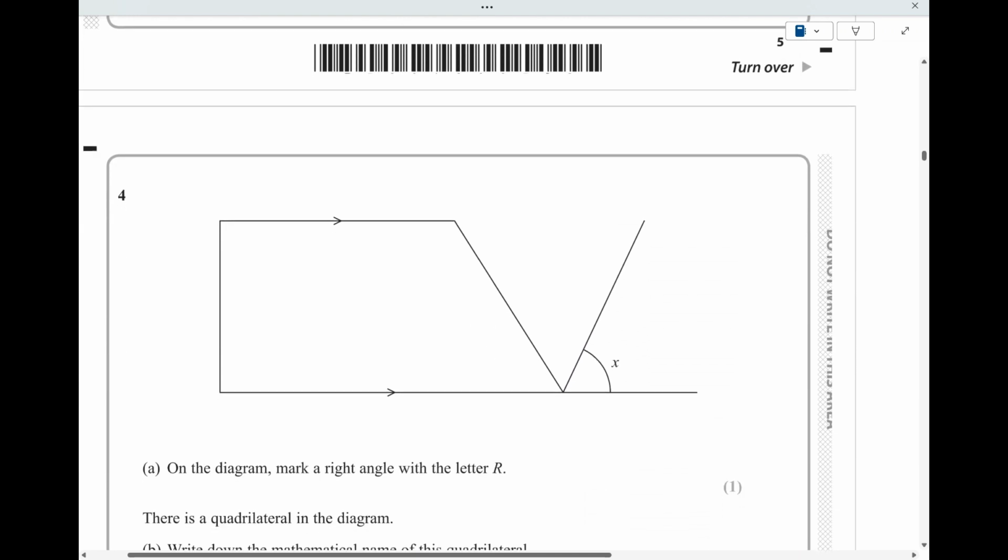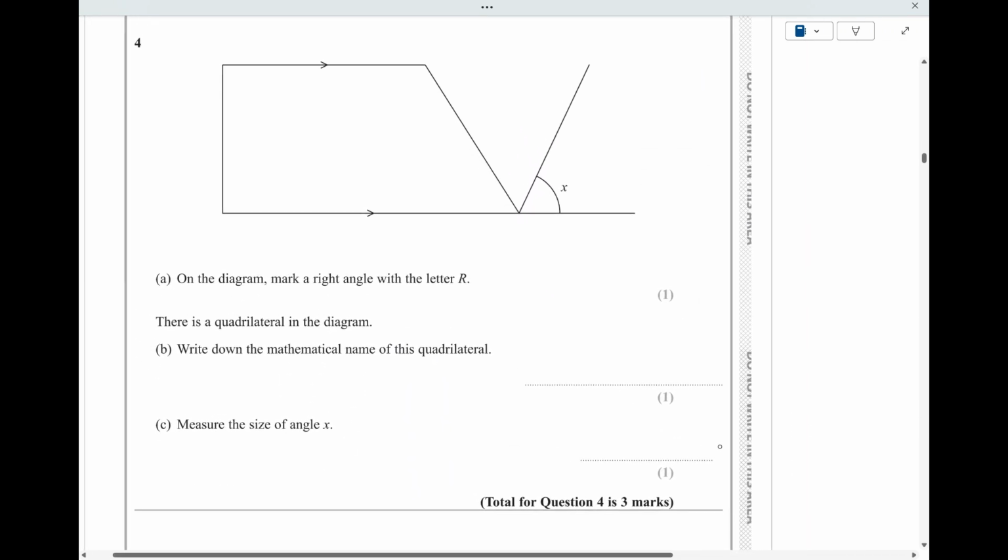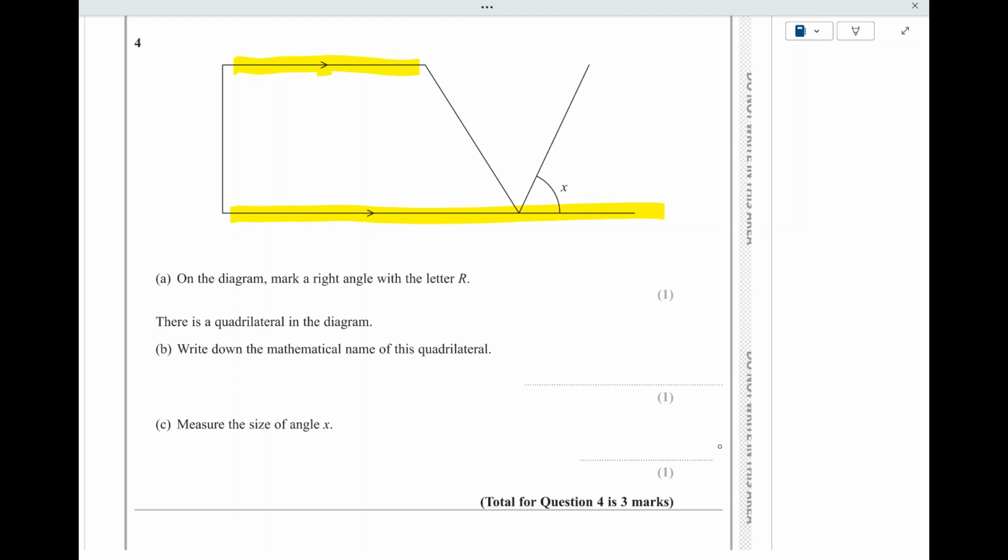Question 4 coming up. Ooh, look at this. What have I got here? Let's look at the diagram. I've got this symbol, that line, and that line are parallel. And I've got an angle X here. Oh, I guess this is going to be a right angle, isn't it? There, I'm guessing that's a right angle. Let's have a look and see what the question asks me to do.